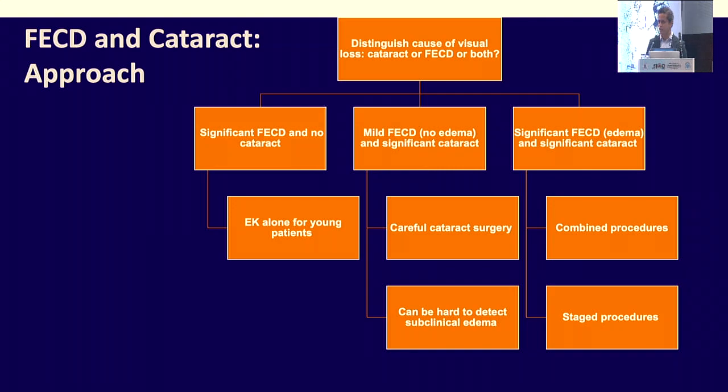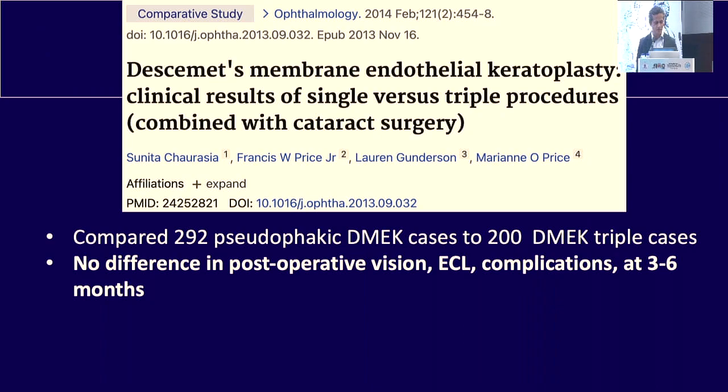And if you have significant edema with significant cataract, of course, the answer is clear, but we still have to figure out whether you want to do a staged or a combined procedure. This study was published about 10 years ago by the Price Group. They compared 292 pseudophakic DMEKs to 200 triple cases, and there was no difference in post-op vision, endothelial cell loss, or complications at 3 to 6 months. So clearly showing us the path 10 years ago that triple is the way to go if it's possible.